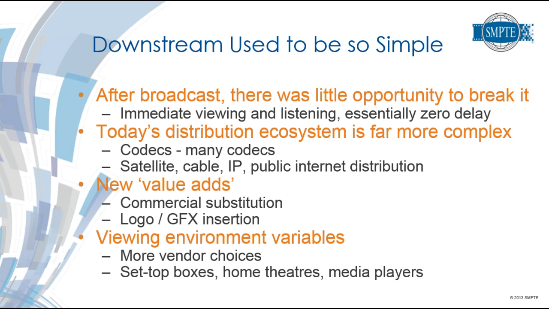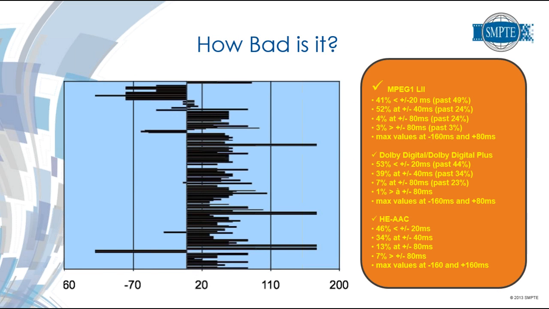And again, viewing environment variables, things like vendor choices. You can buy TV sets from more manufacturers probably than ever before in history. And there's set-top boxes, there's home theaters, there's media players, there's all this stuff downstream of us. It used to be really simple, and all of a sudden has gotten really complex.